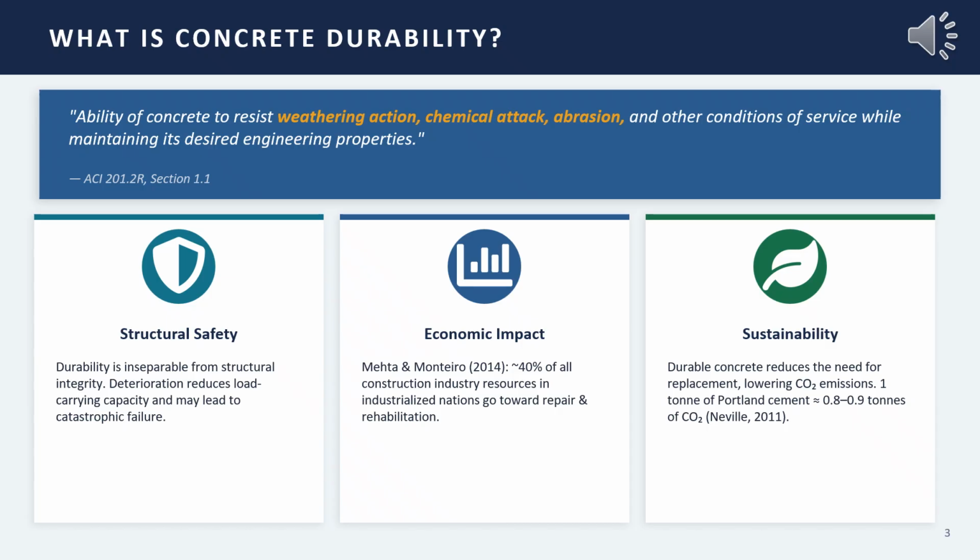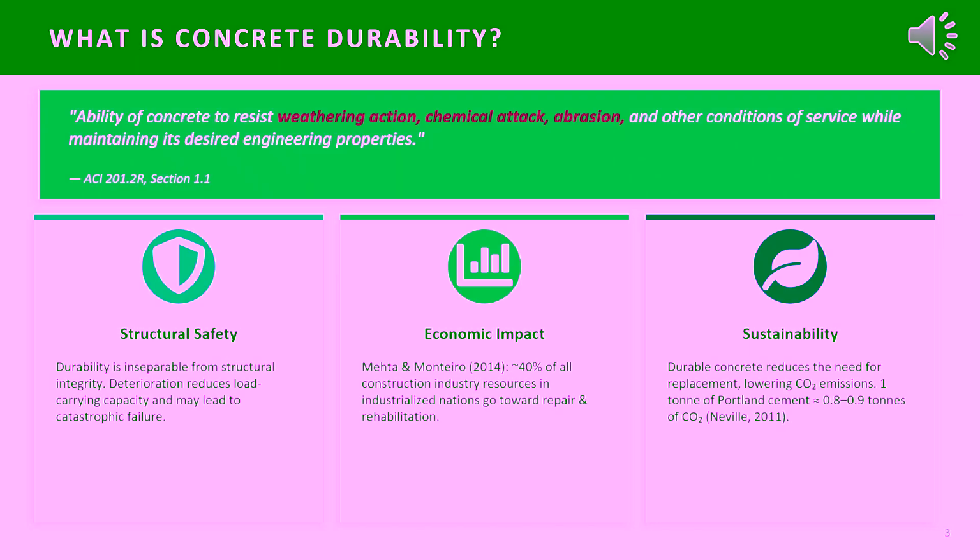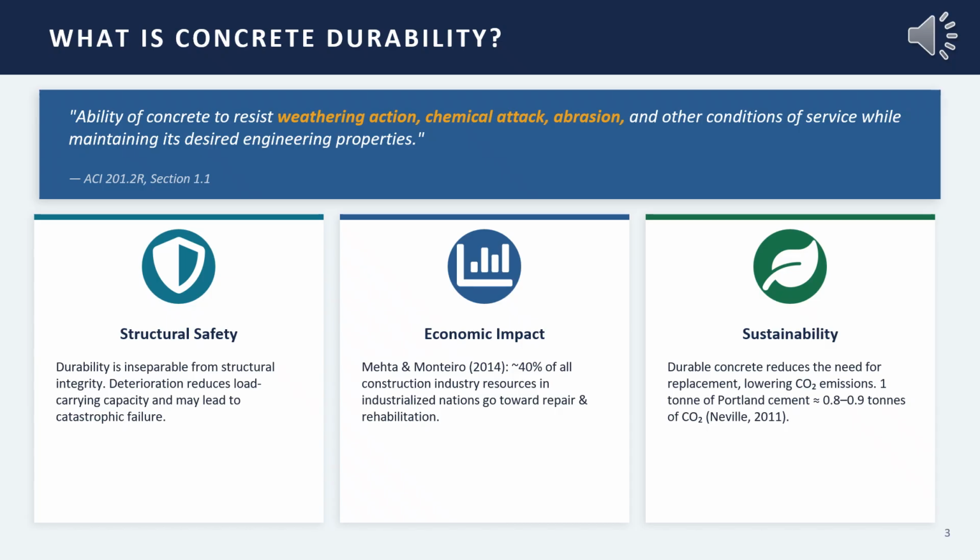The third reason is sustainability. Every ton of Portland cement produced releases approximately 0.8 to 0.9 tons of CO2. If we replace a deteriorated structure prematurely, we are spending that carbon budget all over again. Durable concrete is therefore sustainable concrete.